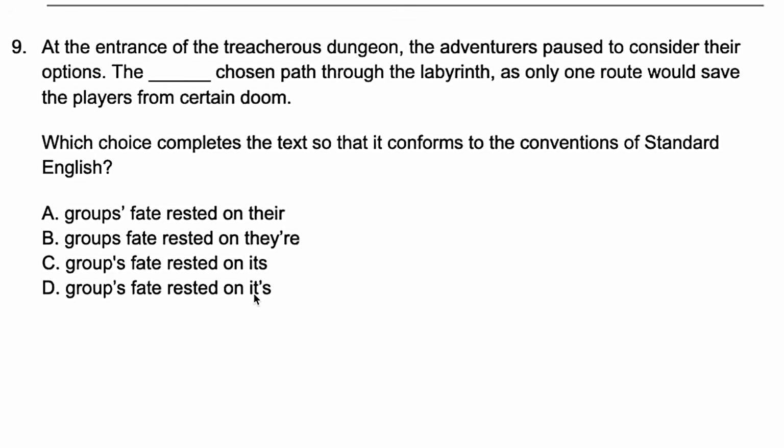I'm already seeing some pretty long answer choices, so I'm thinking context might be good to know here. I'm going to start from the beginning. We get at the entrance of the treacherous dungeon, the adventurers pause to consider their options. The group's fate rested on their, or the group's fate rested on its, chosen path through the labyrinth, and we can go ahead and stop there, ignore the rest of this stuff. And as I consider, I think I will also ignore that first sentence.